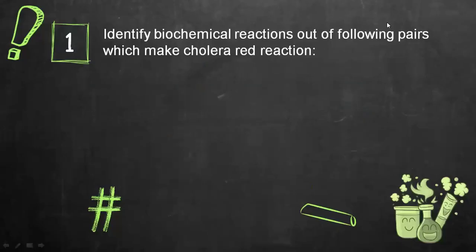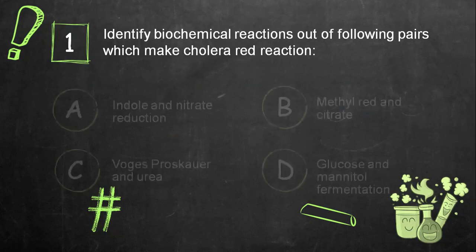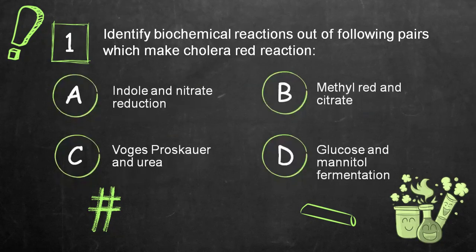First question, identify biochemical reactions out of the following pairs which makes cholera red reaction. Option A, indole and nitrate reduction. Option B, methyl red and citrate utilization test. Option C, Voges-Proskauer and urease test. Option D, glucose and mannitol fermentation. So here, which pair of the reaction makes the cholera red reaction in Vibrio cholerae?